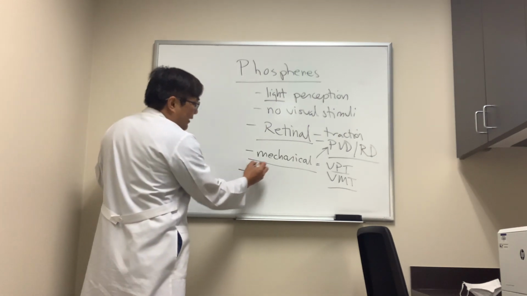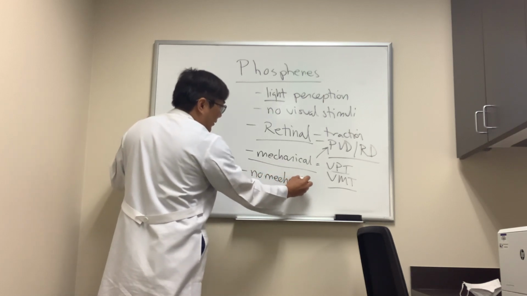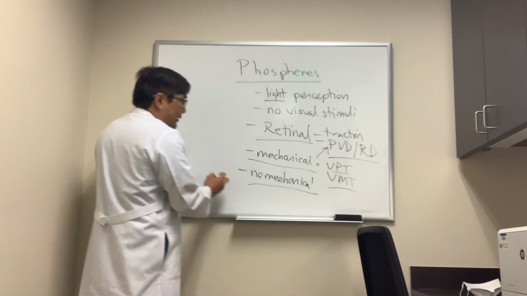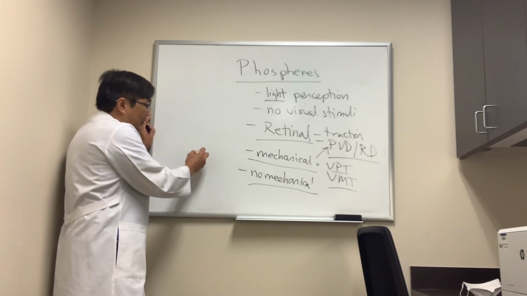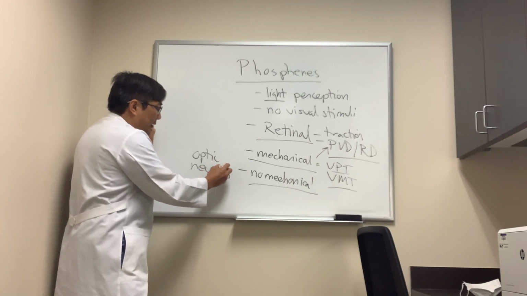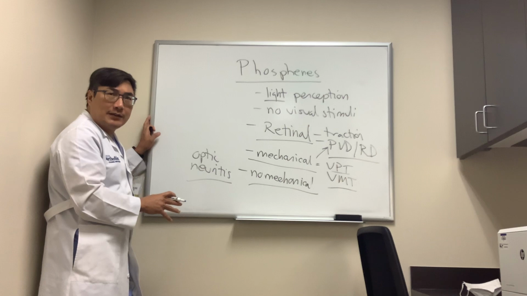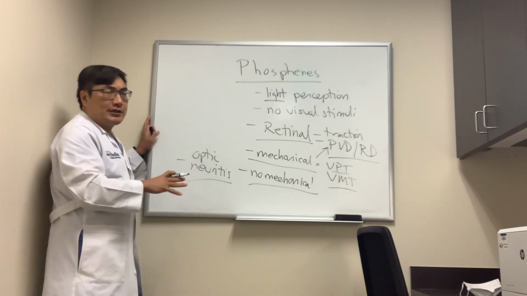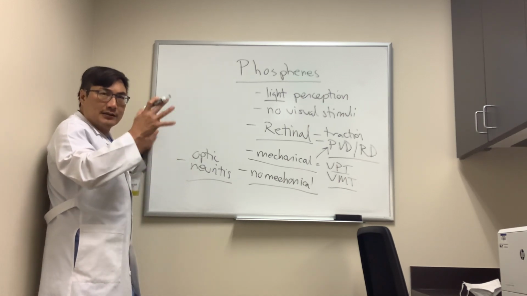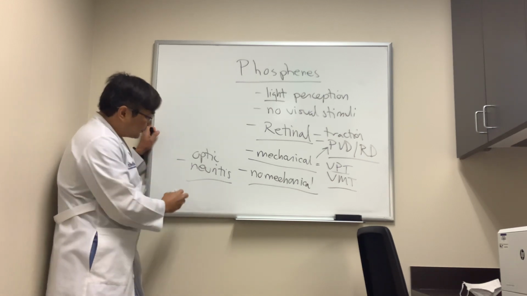However, there are cases where there is no mechanical traction, or at least none that's visible, and that can occur in neuro-ophthalmology because you can have that from optic neuritis. And so patients with inflammation of the optic nerve sometimes have a phosphene. Or if you have inflammation in the retina, that can cause phosphene, where they see a flashing light.